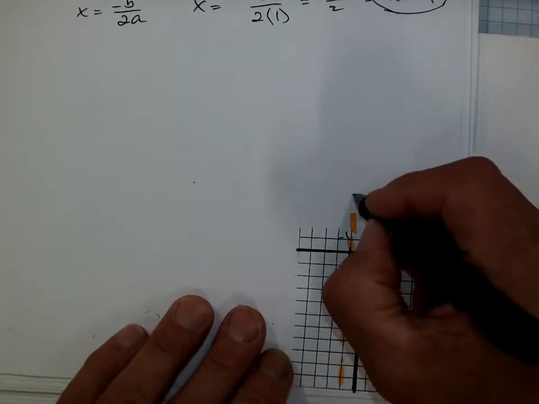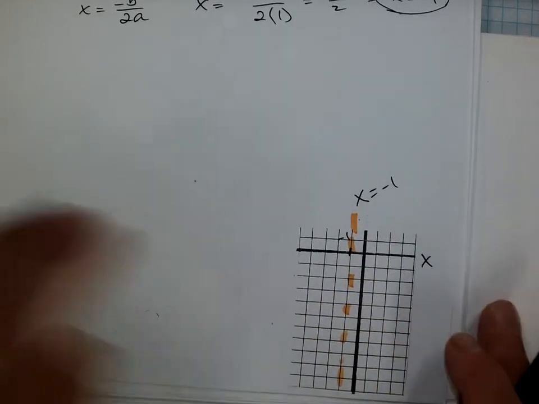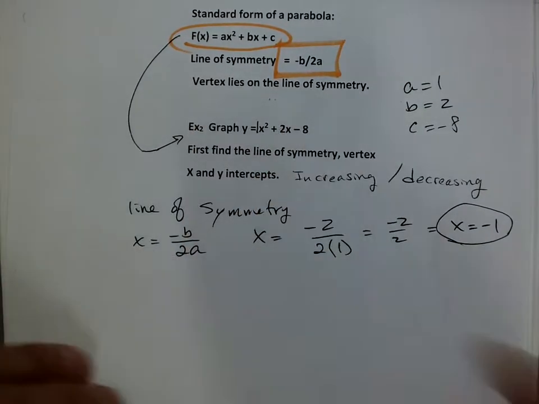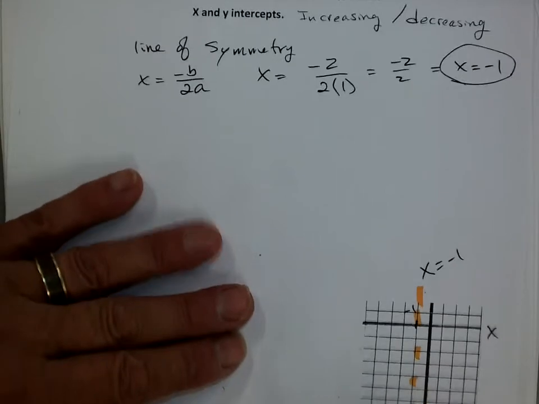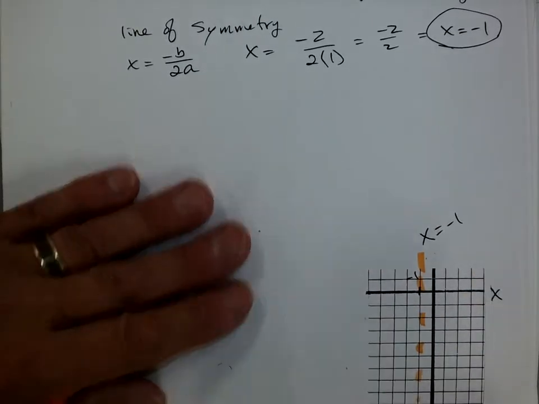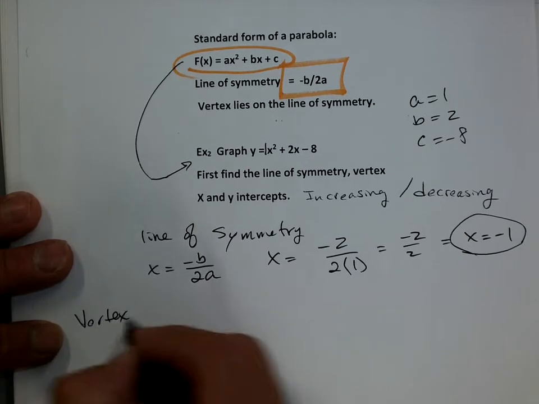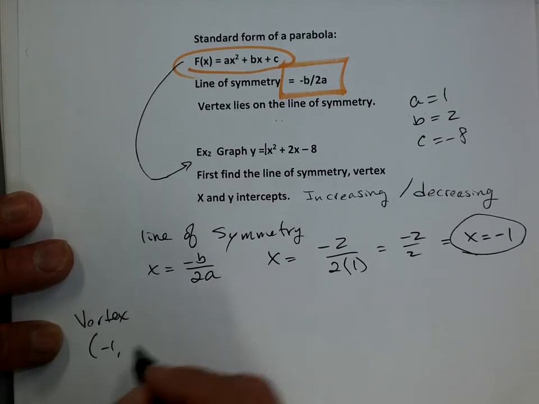That's my line of symmetry, x equals negative 1. Okay? Now, let's figure out what the vertex is. The vertex lies on the line of symmetry, so I know that the vertex has got to be on this line. So my vertex, my x value, is negative 1.